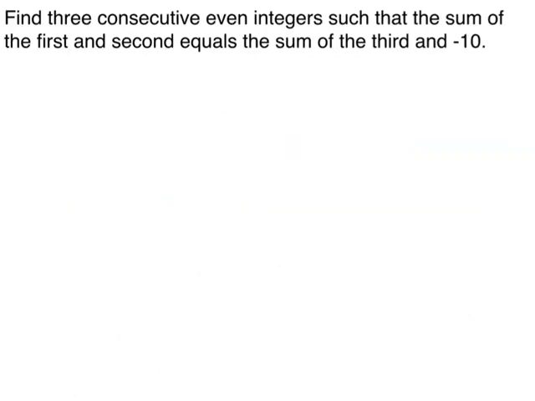This says find 3 consecutive even integers such that the sum of the first and second equals the sum of the third and 10. Alright, let's first get what is going to represent our integers. The first integer obviously is going to be n. The second integer, because we're looking for even integers, is going to be n plus 2. And the third is going to be n plus 4. And then we can get started setting up our actual problem.